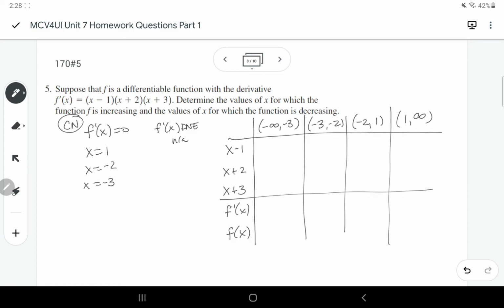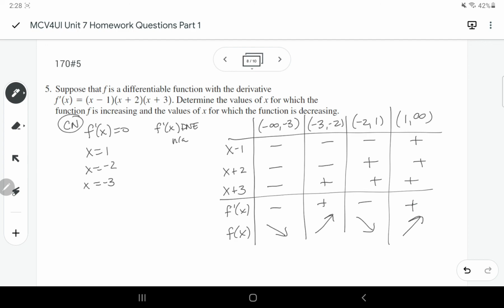So here, x minus 1 is going to be negative until you get to numbers that are bigger than 1. X plus 2 is going to be negative until you get numbers that are bigger than negative 2. And x plus 3 is going to be negative until you get numbers that are bigger than negative 3. So here this tells us that the first interval is negative in the derivative, so it's a decreasing function. Second interval is positive, so that's an increasing function. The third is negative, so it decreases again. And the fourth is positive, so it's increasing.